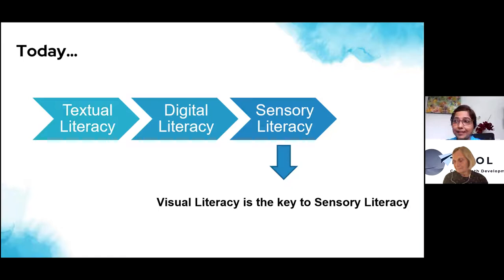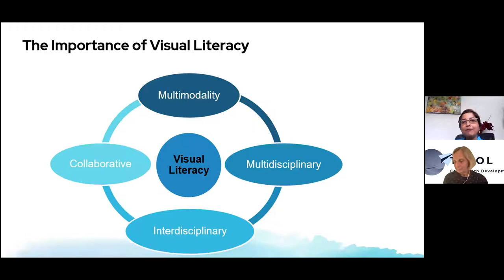Okay, so we talk about visual literacy. Why is it so important? The first thing is multimodality, and I've already touched on multimodality, the importance of the different modes. Multimodality itself is quite easily achievable with the different modes of things that we have around us.